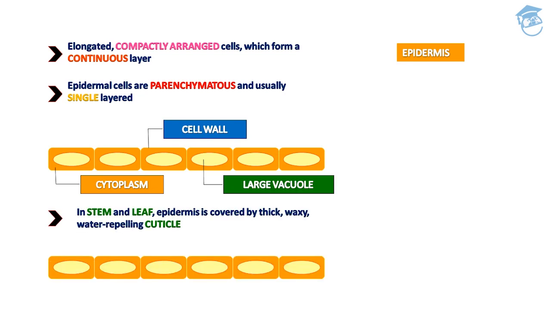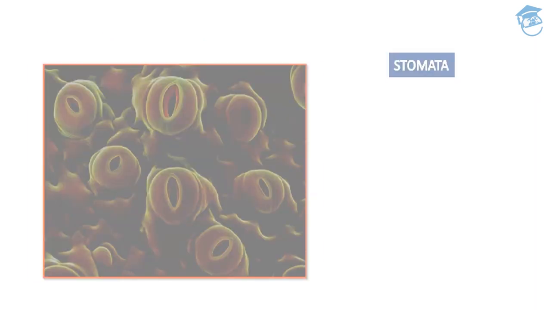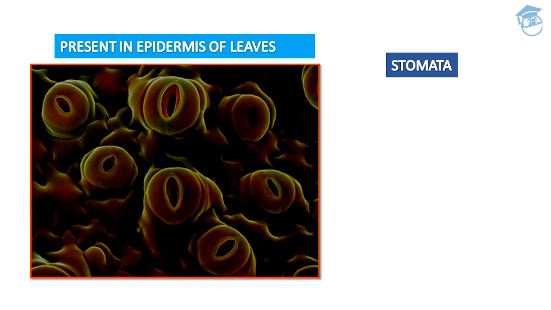In stems and leaves, epidermis is covered by a thick, waxy, water-repelling cuticle. So the cuticle is this. And cuticle is absent in root. It is a characteristic of stem. It is present over the epidermis in stem and not in roots. Stomata are present in the epidermis of leaves. It helps in transpiration and gaseous exchange.